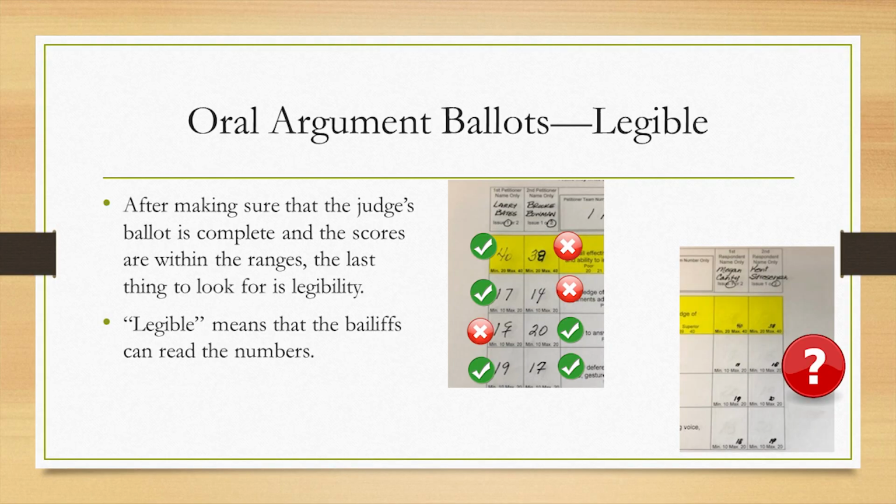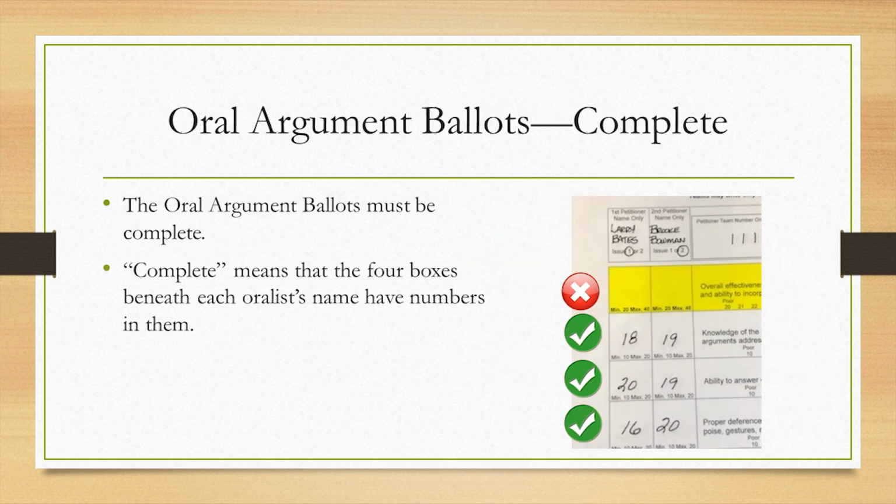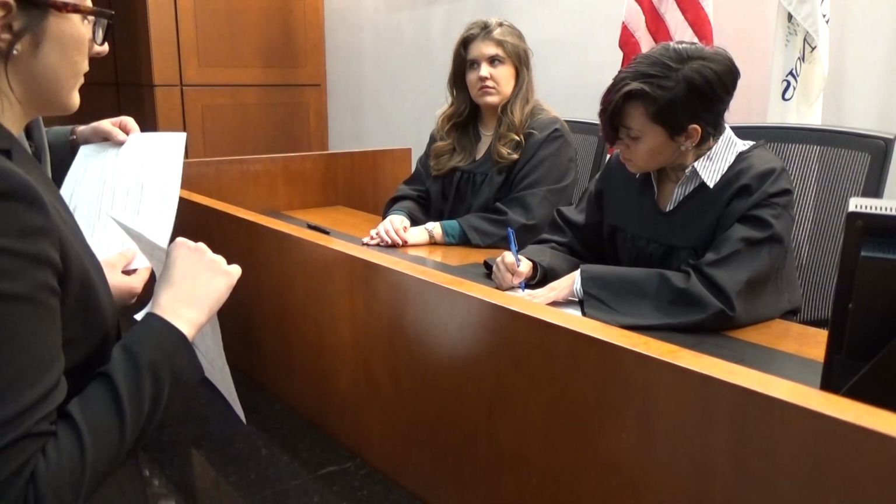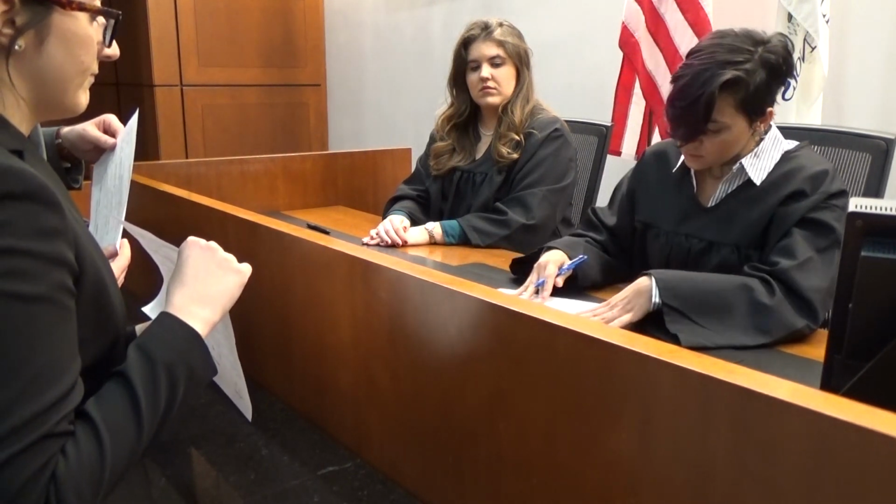Also, at this time when you're reviewing the ballots, make sure that you and the opposing bailiff can read the numbers. That is, make sure there are no numbers recorded on the ballot that are not legible. Also, make sure each judge has filled in a score for each of the boxes for each of the speakers on the ballot. If a number is not legible, present that ballot to the judge and ask the judge to correct the problem.